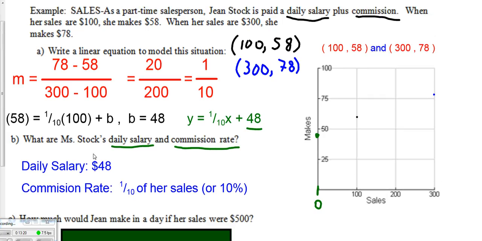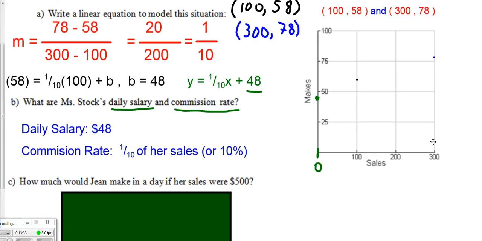So if she sells $100 worth of stuff, she earns an extra $10. 1/10 of 100 is $10 plus the 48. That's how we got 58. Same thing. If she sells $300 worth of stuff, 1/10 of that, or 10% of that, is $30. $30 plus the 48 that she makes no matter what. That's how we got to 78. So her daily salary, $48. Her commission rate is 1/10 of her sales, or you can think of it as 10%. 1/10 is the same as 10%.